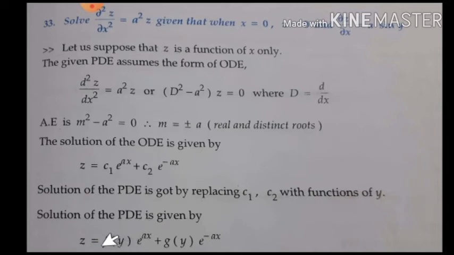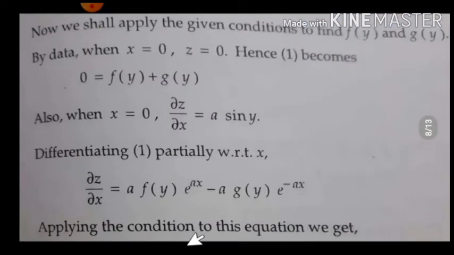To find f of y and g of y, they have given some conditions. Let us first substitute: when x is 0, z is 0. So I have to substitute x as 0 here. So e to the power of 0 is 1 and z is 0. So 0 equals f of y plus g of y.